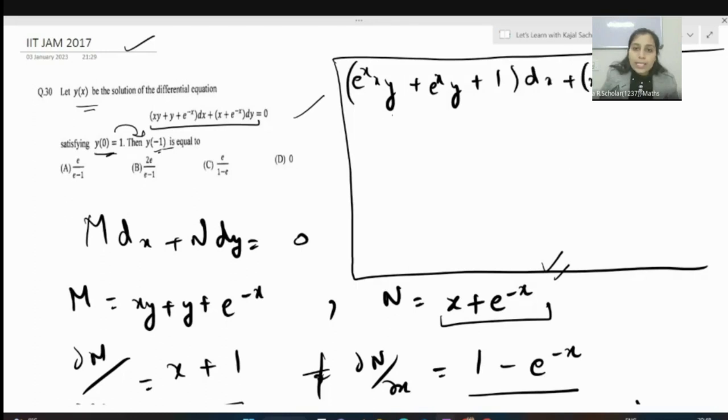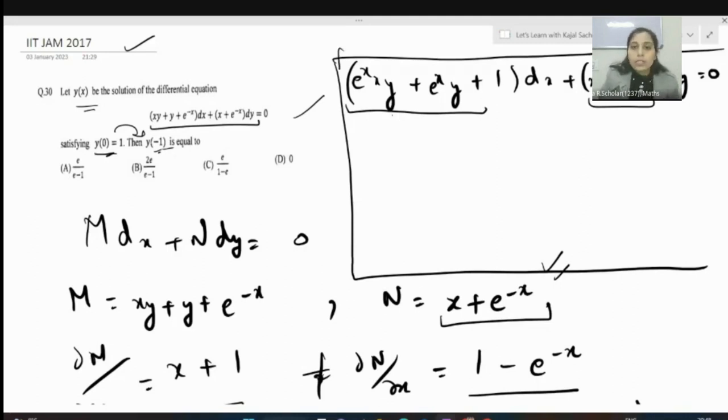Also from here, x e raised to power x plus 1 dy is equal to 0. Here we can now check this is an exact equation, as ∂M/∂y is equal to x e raised to power x plus e^x, and from here x e raised to power x plus e^x is equal. So this equation is exact.